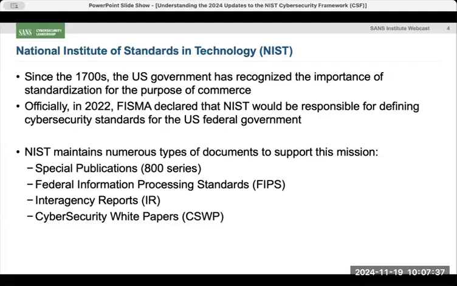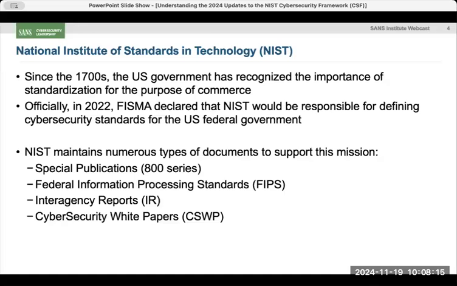Today, they still get their budget from the Department of Commerce. So commerce, standardization, weights and measures, those sorts of things are still core to NIST's mission. They still report via the US Department of Commerce, and that's where they fit in the big picture of the US government. But in 2002, because of the Federal Information Security Management Act of 2002, the federal government needed somebody they could go to to figure out what we should all be doing. And being a standardization organization, it made sense that they would take that responsibility as well.